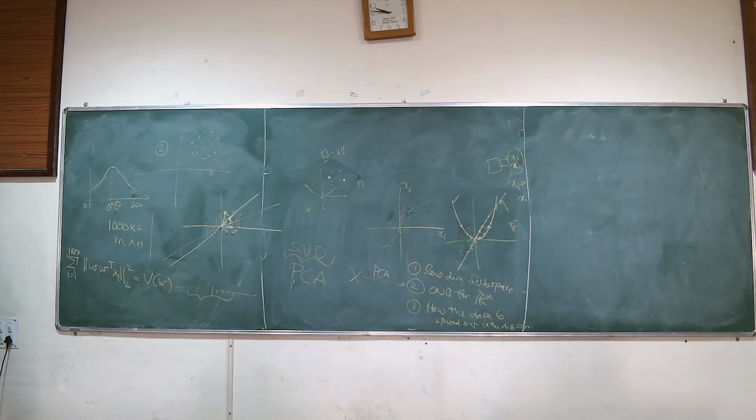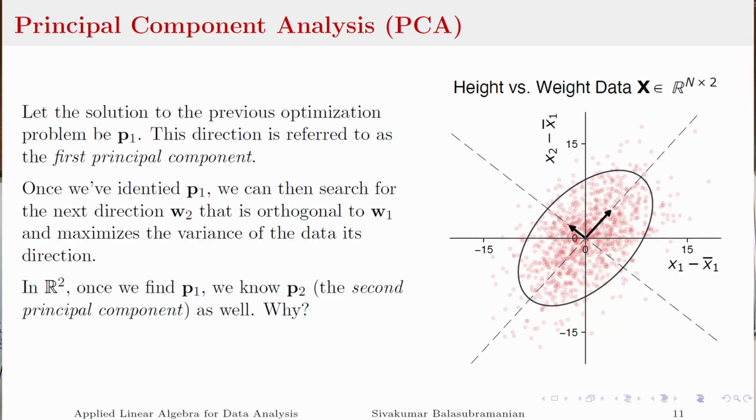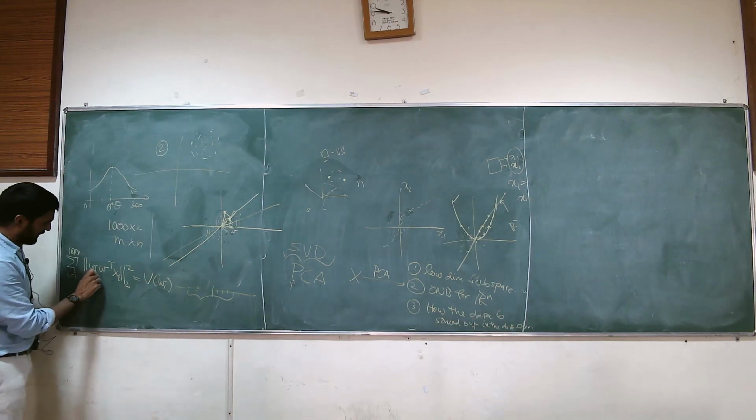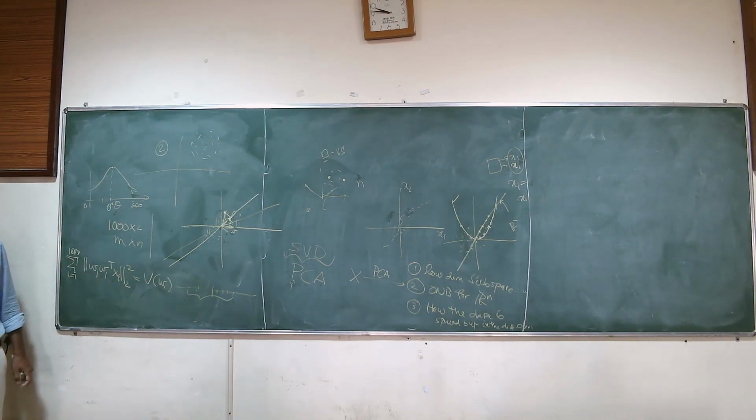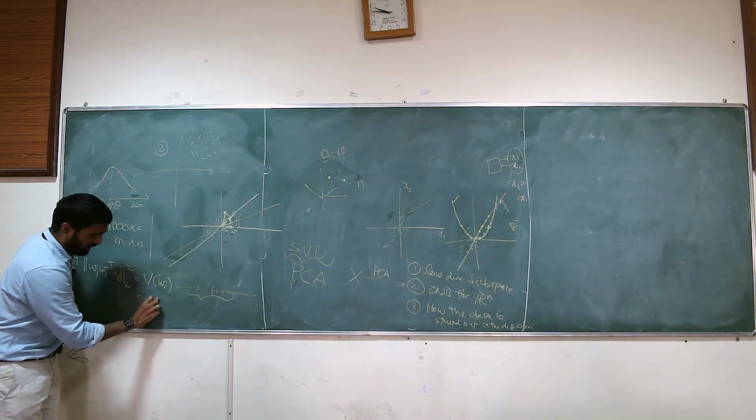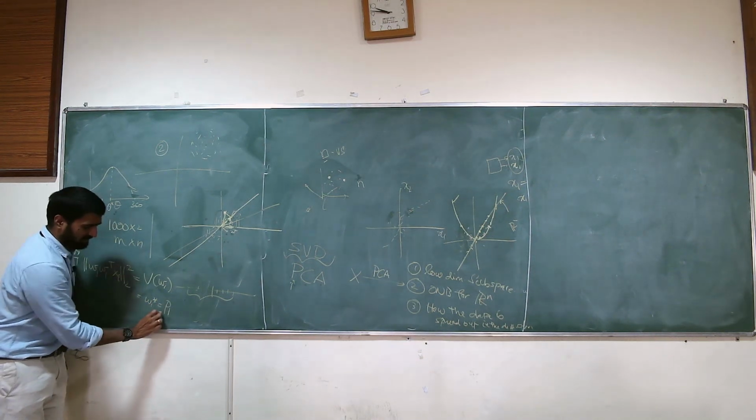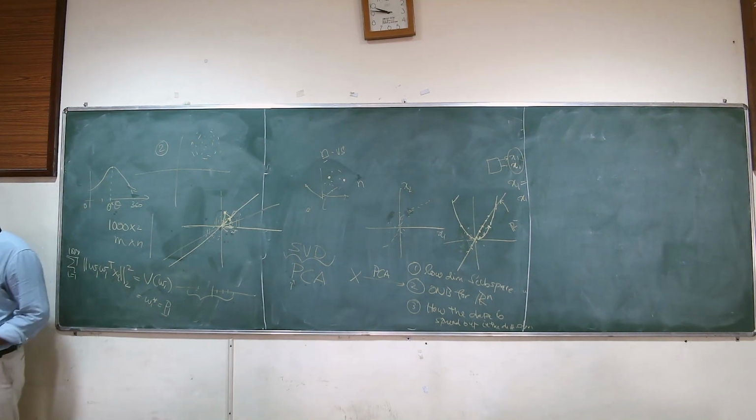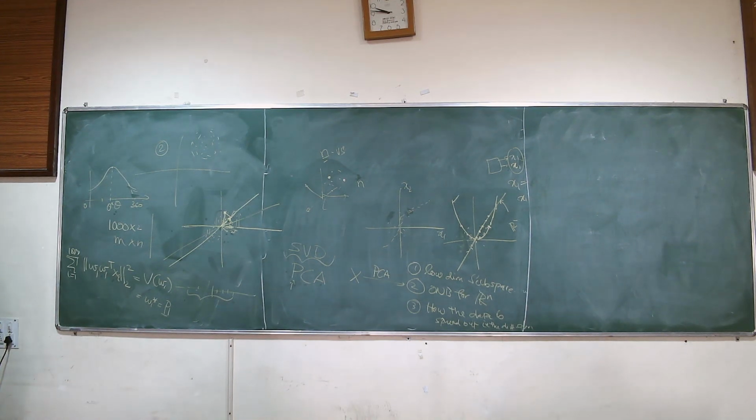Because this is what it looks like, data is mostly spread out here. And if you do that, that's what you get. Because this is the first direction that we are looking at, we'll call it W1. The solution to this will be some W1 star, and let's call that P1. So it will turn out that this is P1.